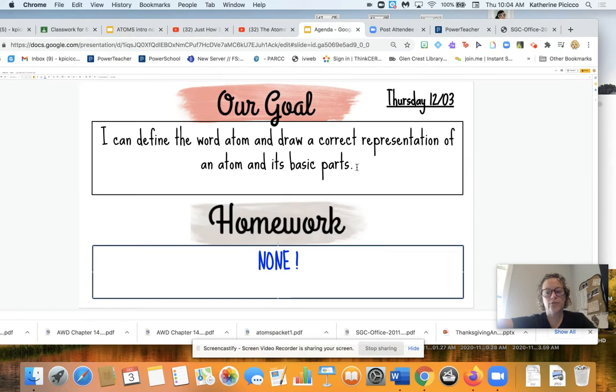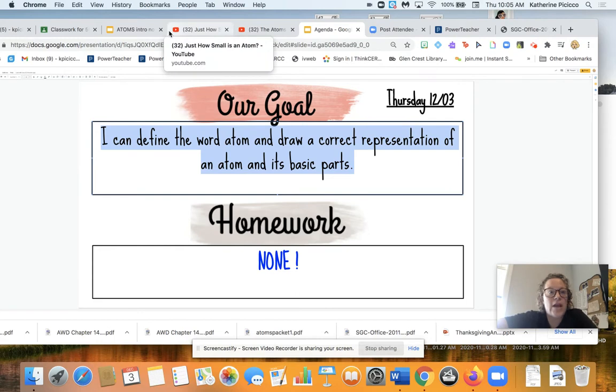Here's what our goal is for today. So, today, we're going to try to talk more about what atoms are. Our goal is to define the word atom. And by the end of class, can we draw a correct representation of an atom and what's inside of it? So, its basic parts, okay? And then there's no homework. Woohoo! All right, so let's get started.